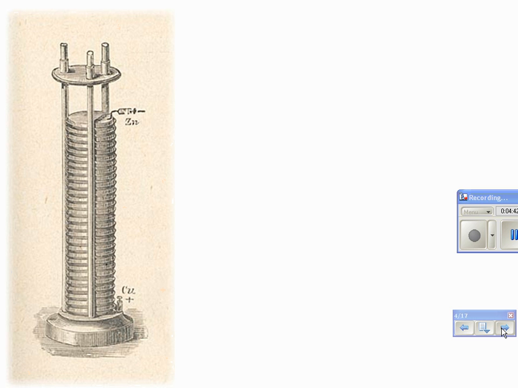Okay, Alessandro Volta created the first electric battery. And this is kind of what they looked like. They weren't AAs and AAAs. They were a couple feet tall and would generate just a little bit of electricity. But this revolutionized the study of electricity.